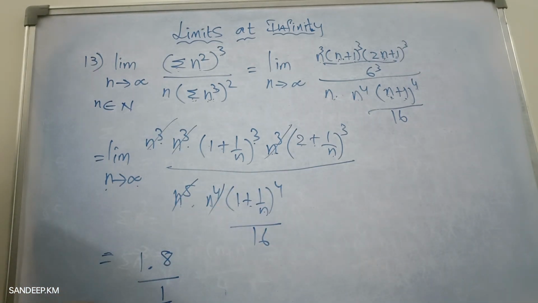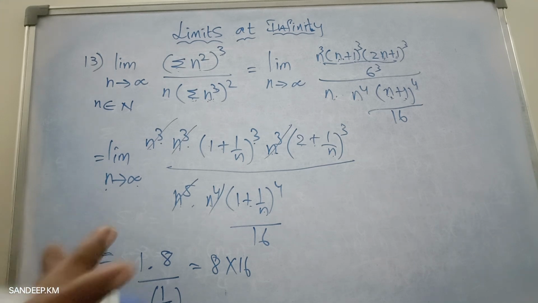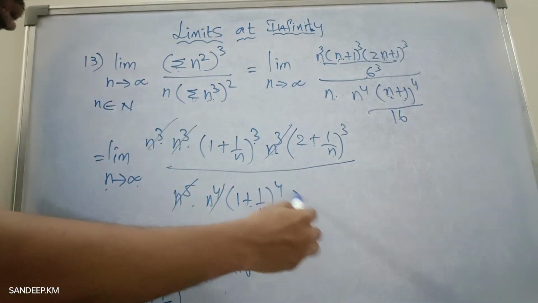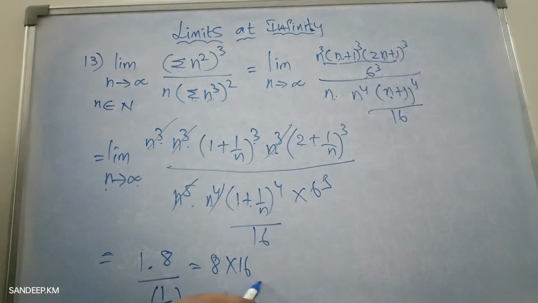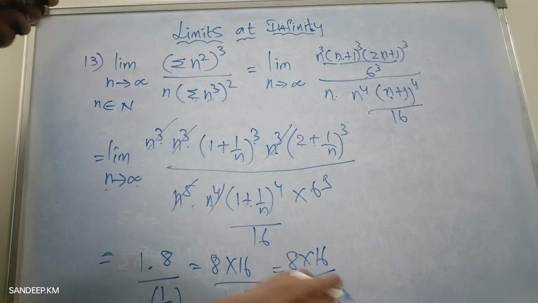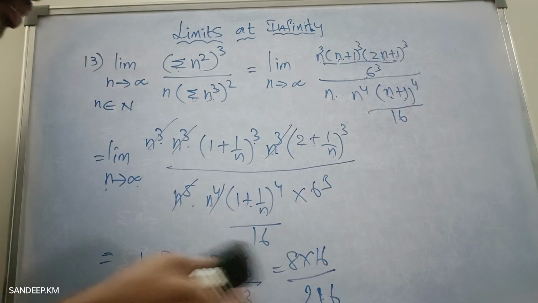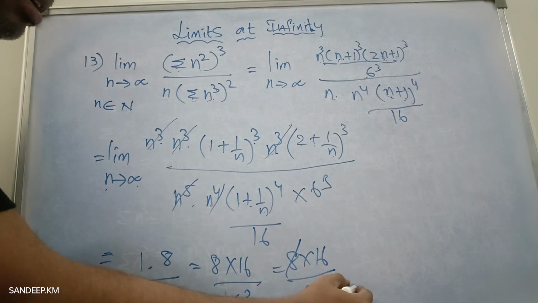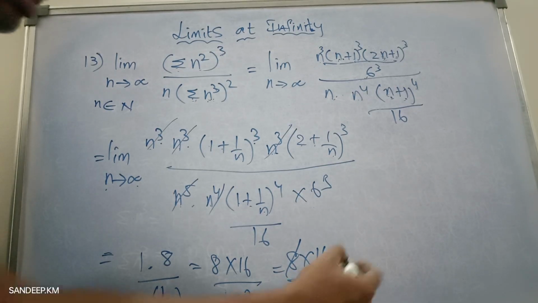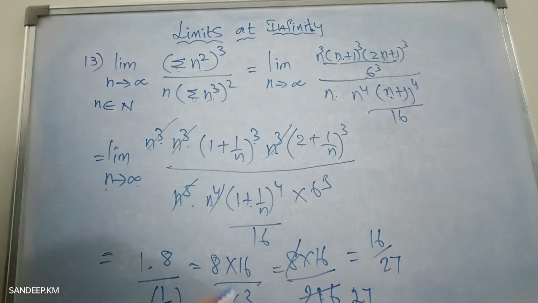Again divided by 16. So this is equal to 8 divided by 1 by 16, or 8 into 16. And we totally forgot the 6 cube in the numerator, right? So 6 cube in the numerator will come here in the denominator. If you cancel, 8 into 16 divided by 216. 6 cube is 216. So 8 ones are 8, 8 twos are 16, 8 sevens are 56. And the answer is what, dear students? 16 by 27. That is the answer.